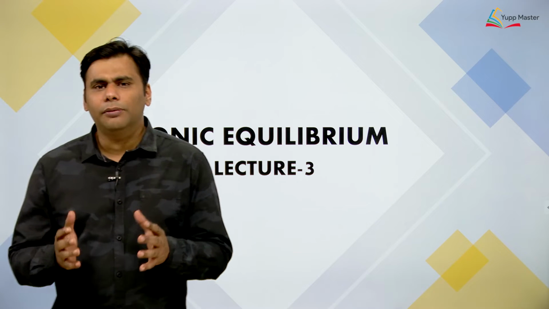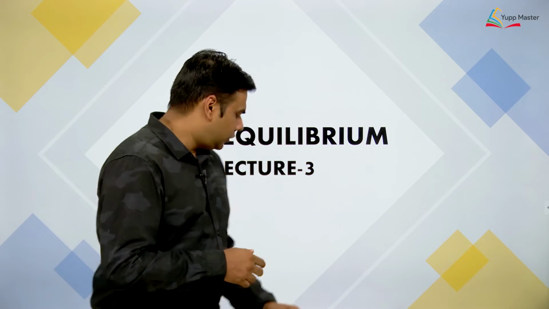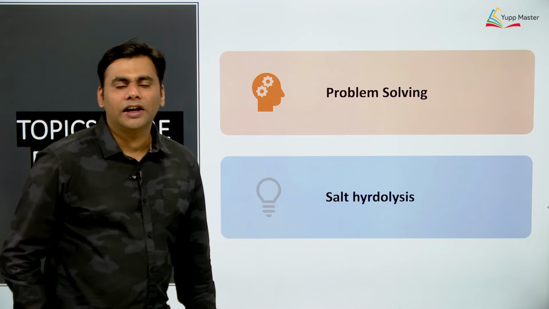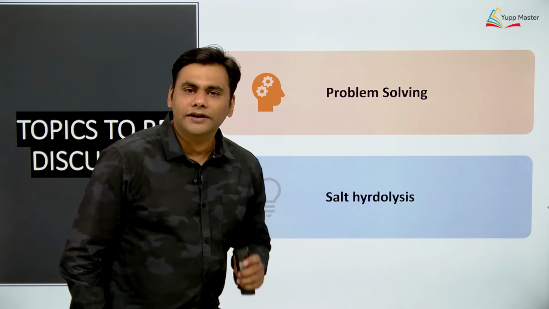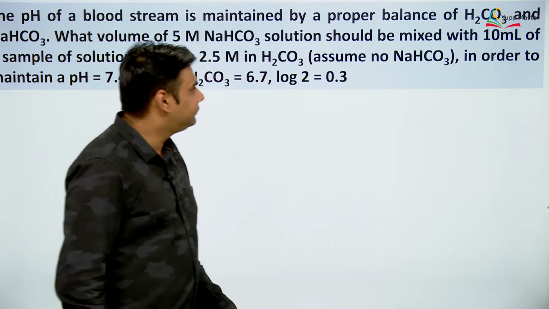So ionic equilibrium is one of the most important chapters of physical chemistry for your JEE Mains as well as Advanced. So yesterday we were discussing buffer solution, and in the first lecture we discussed weak acids, common ion effect and diprotic acids. So today we are just going to discuss salt hydrolysis, and also we are going to solve some problems on buffer solutions. So let's get started.